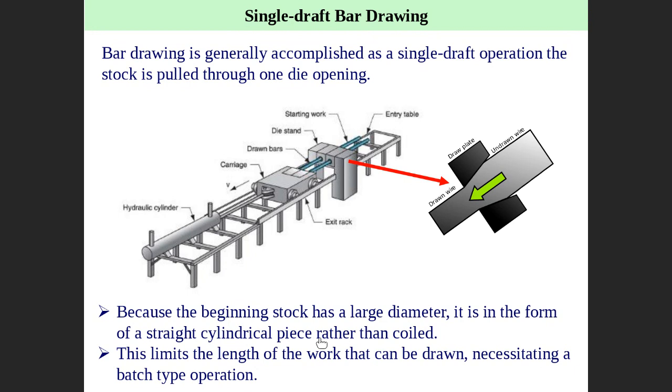Because the beginning stock is large in diameter, it is in the form of a straight cylinder, as you can see here, and this actually limits the size. How big, how long? Very limited, because the stroke is determined by the stroke of the cylinder. So the size will be very limited in this case. This is the first equipment, the one used in bar drawing.